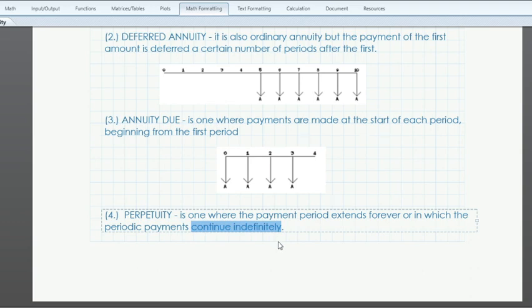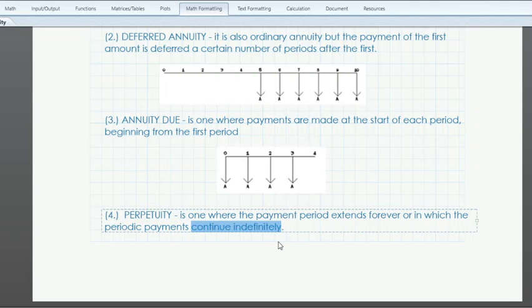Or, in which the periodic payments continue indefinitely. So, when we say indefinitely, you cannot count it na hindi mo na siya mabilang kung hanggang kailan ba siya magbabayad, kung hanggang kailan ba siya maghuhulog. So, we can say na up to infinity. Diba? Infinity is somewhat we relate to forever. So, that is perpetuity. Okay? So, those are the common types of annuities that we have.